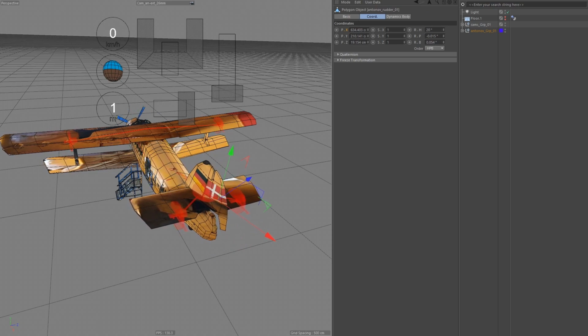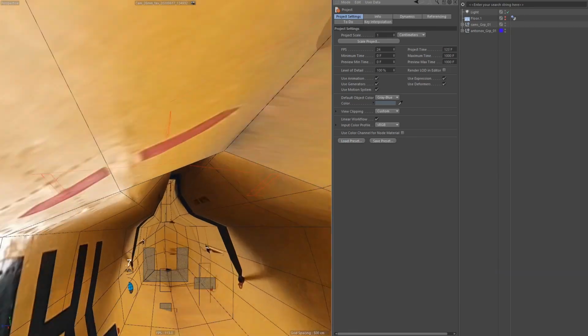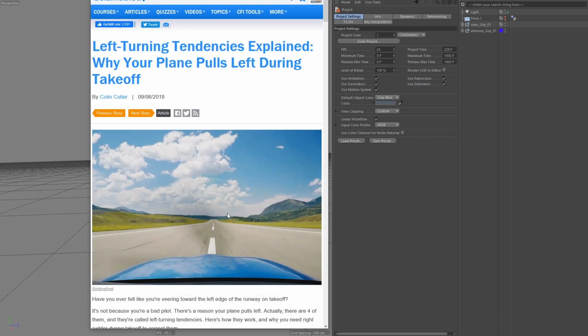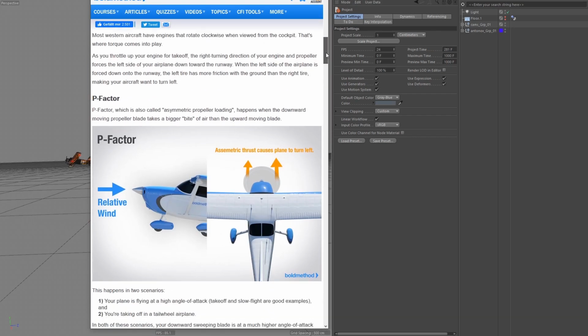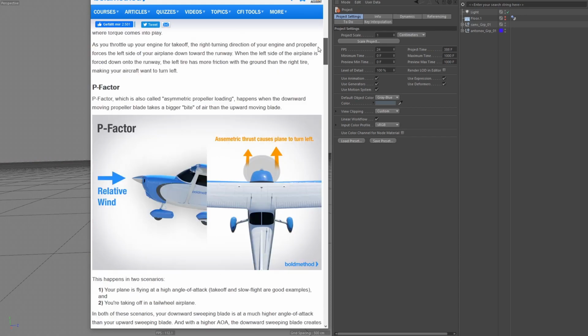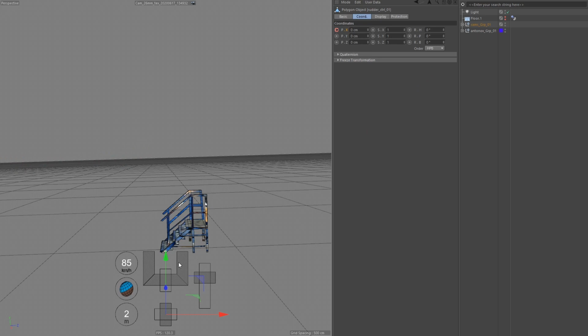During the first takeoffs, there were a couple of problems. For example, the plane tended to go to the left, and this is a real-life problem, and can be explained with torque, asymmetric propeller loading, gyroscopic precession, and spiraling slipstream. Super complicated, but in short, when our propeller spins clockwise, it forces down the left side of the airplane and it cannot take off.